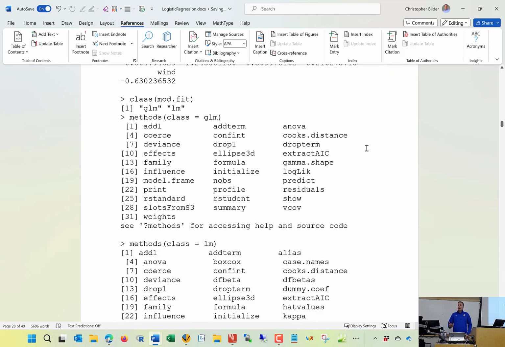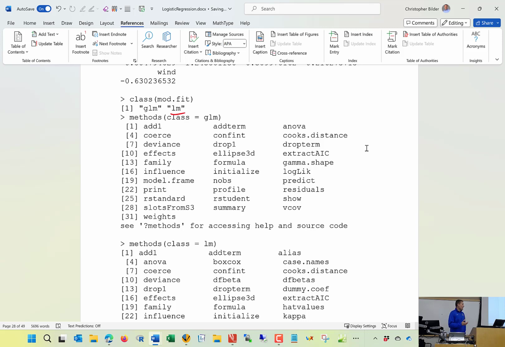Now, as with any object in R, it also has a class associated with it. In this case, actually, it's two different classes. One called GLM, which happens to be the name of the function, but when you construct one of these functions, you don't have to make the class the same name as the function, but that's typically what's often done. And also has another class, LM.